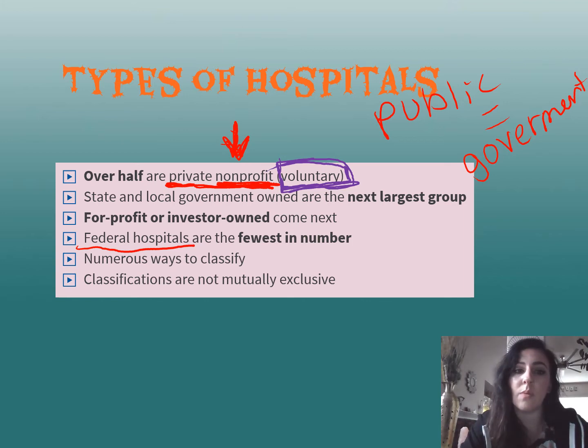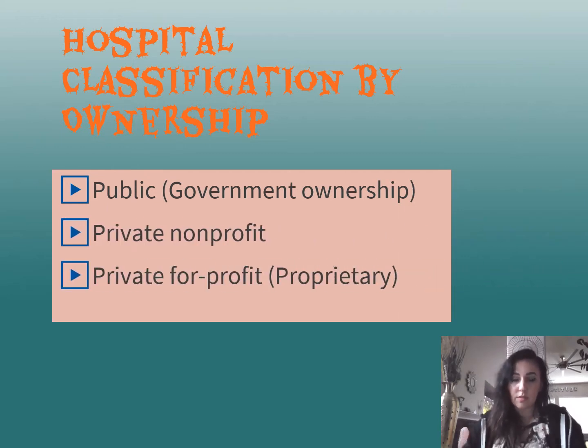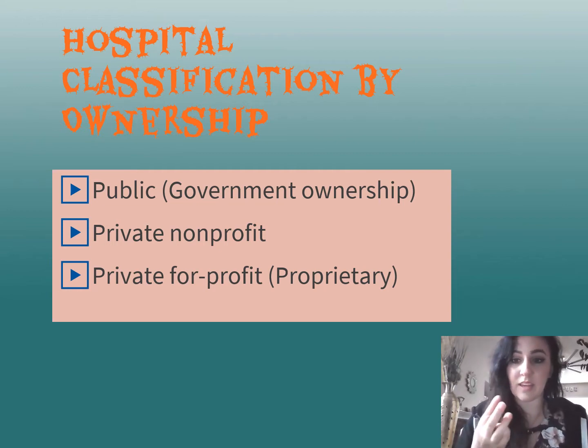So there are many different ways we can classify hospitals, and they are not mutually exclusive. Like I said, any hospital can fit into several different categories. So let's move on. The first way that we're going to learn to categorize or classify a hospital is through ownership. There are 3 different ways that a hospital can be owned.